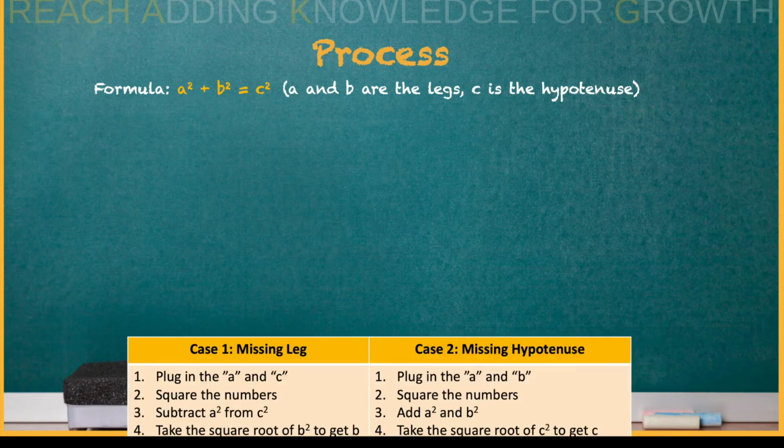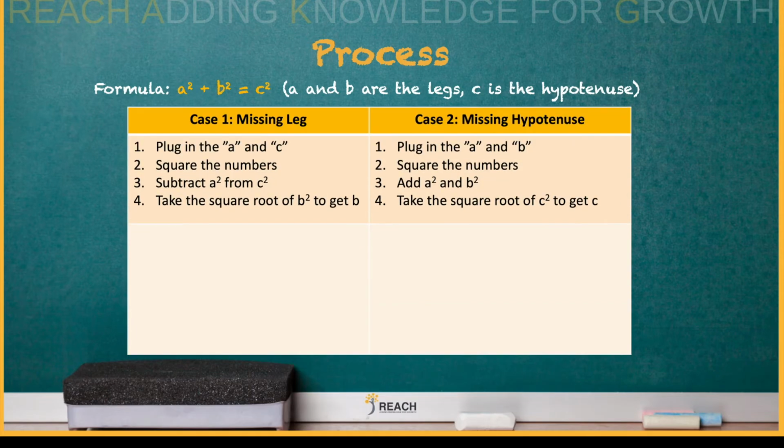A and b are legs, c is the hypotenuse. All right, so just look at these steps. These are the two cases. Either you're going to have a missing leg, a or b, they're interchangeable, or you're going to have a missing hypotenuse. So for the missing leg, just plug in your a and c, square the numbers, subtract a squared from c squared, then take the square root of b squared, because you remember the opposite of squared is square root.